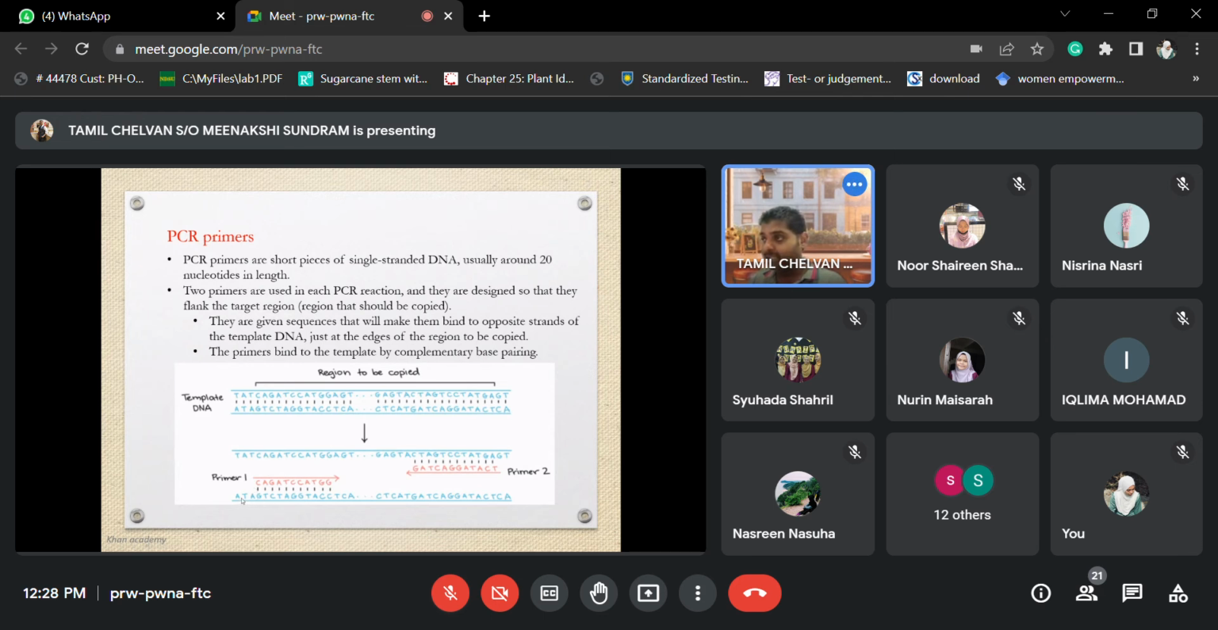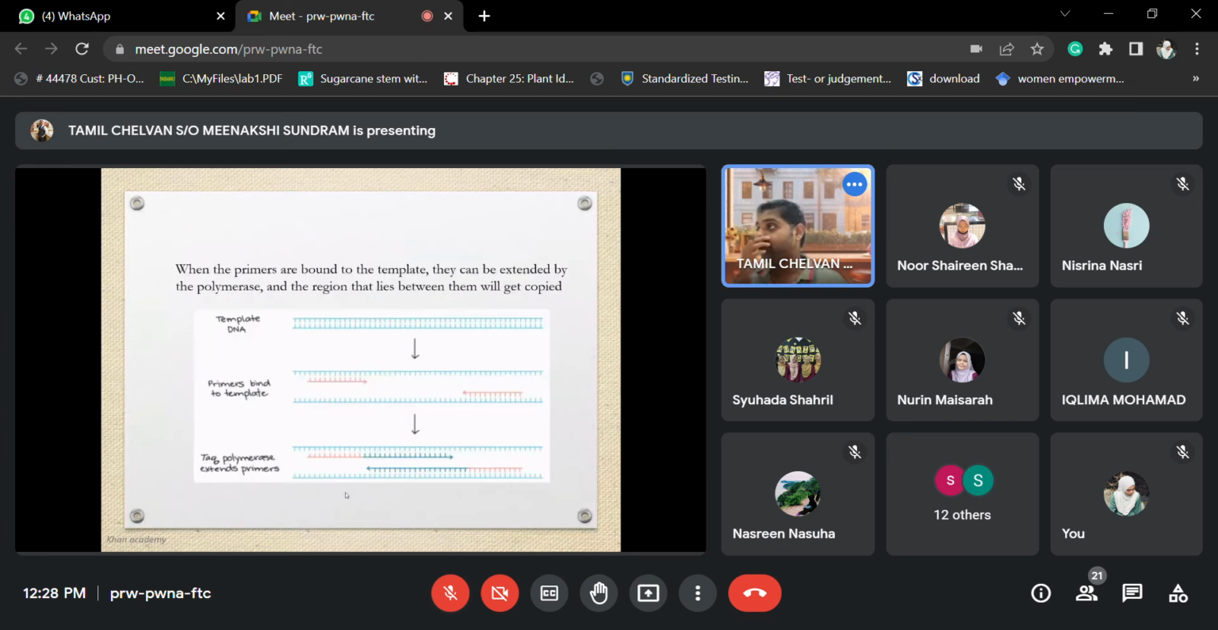Okay, dia ada ATA, GTC, bla bla bla bla kan. So G punya ni, you nak design primer kat sini, G punya base, primer dia must be C, A, G, macam complementary bases lah. Okay. So this is an example. Okay. When the primers are bound to the template, they can be extended by the polymerase, and the region that lies between them will get copied. Okay. So primers bind to the template, and then it can get copied.